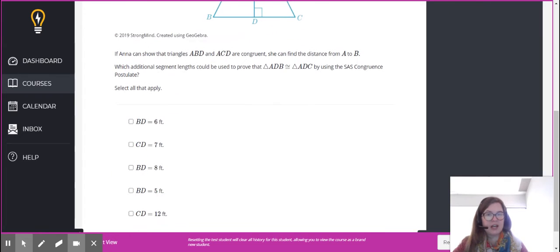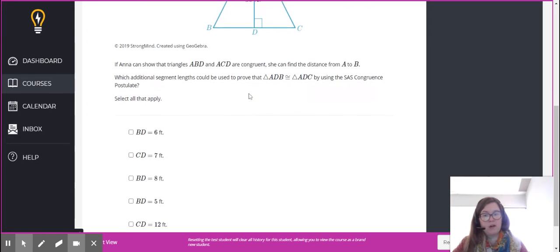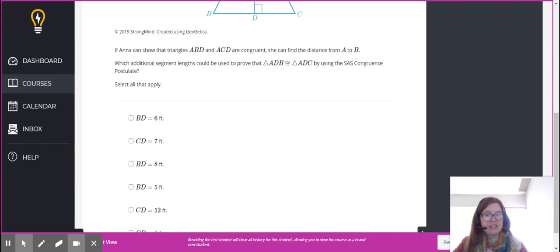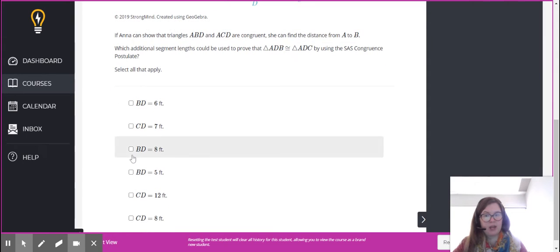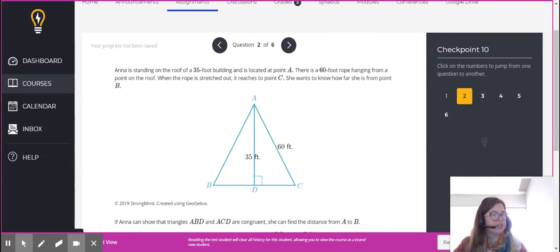But what they're trying to get at is we want to have two lengths that are the same to use side, angle, side, because we have that angle right there. We have those angles. So we want to show that this side is the same as that side. So we want to pick a BD and a CD length that are the same. So I can pick 8 feet and 8 feet. Is that the only one I can pick? So we have 6, no other 6s, 7, no other 7, 5, no other 5s, and 12. So that's what they're getting at, even though technically that is completely wrong because it doesn't fit the Pythagorean theorem.